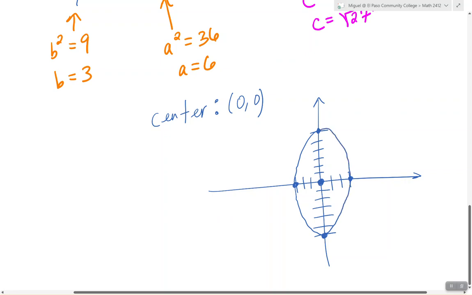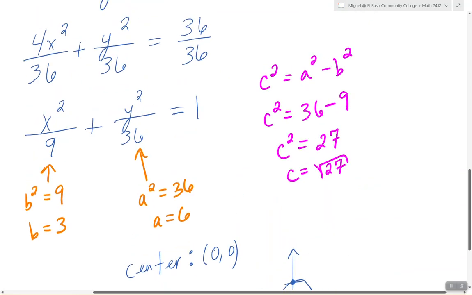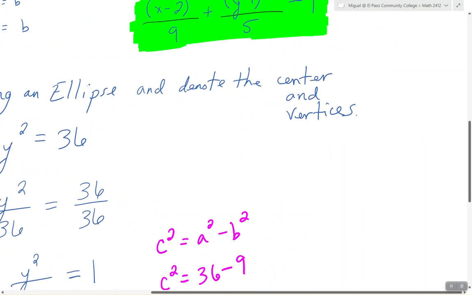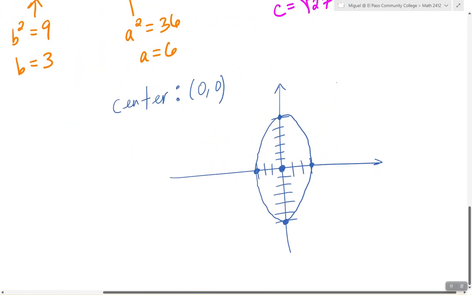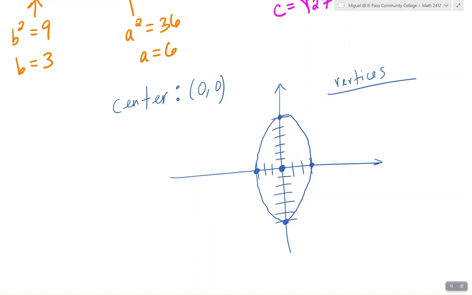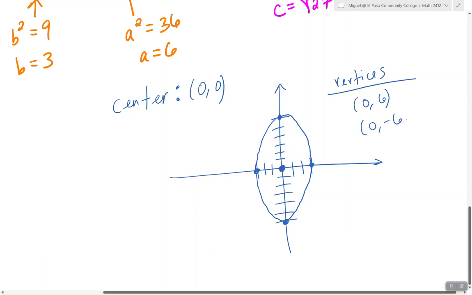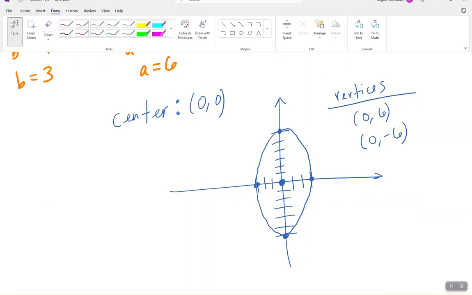So our ellipse looks something like that. And what did they ask us for? They said draw it and then identify the center and the vertices. So the center we have there, vertices. These are the endpoints of the major axis. So 0, 6, and 0, negative 6. Are these vertices. And that's all they asked for.